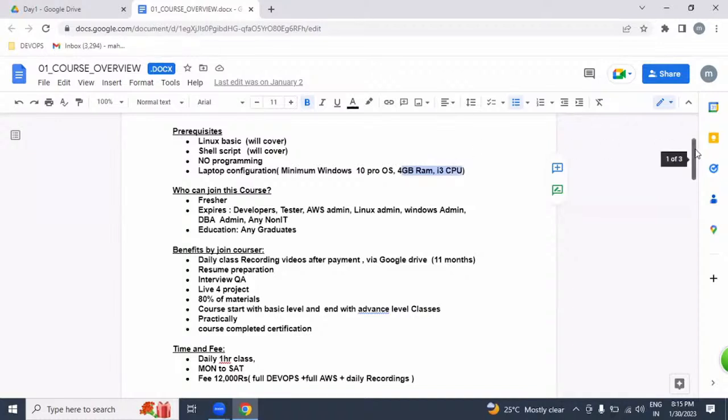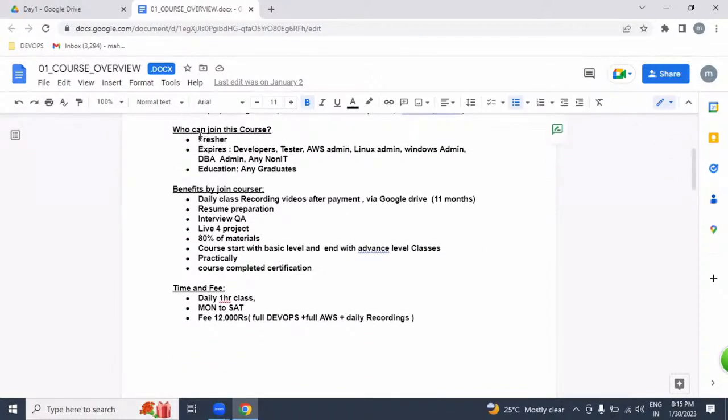Who can join this course? Yes, freshers can join. Experienced candidates like developers, Java developers, any developers, testers, AWS admins, Linux administrators, Windows admins, DB administrators, and any non-IT students like mechanical or chemical backgrounds, any MBA student can join this course. But the mandatory thing is any graduate. Graduate is the minimum. Intermediate, no.